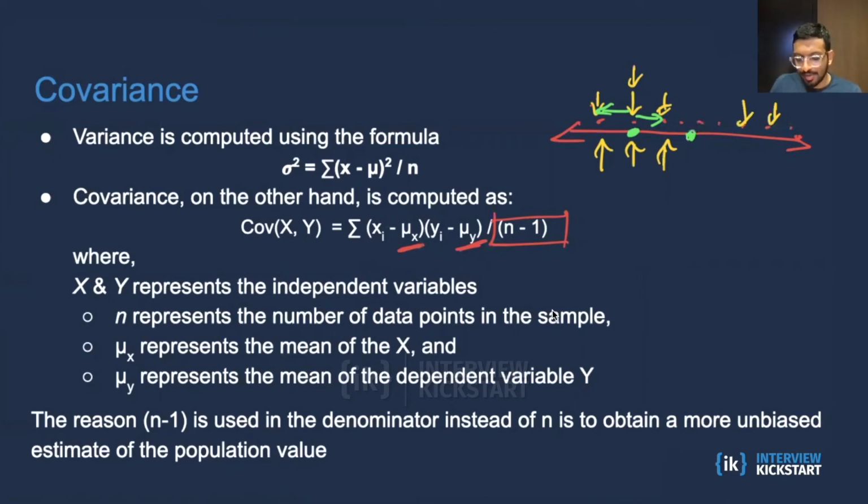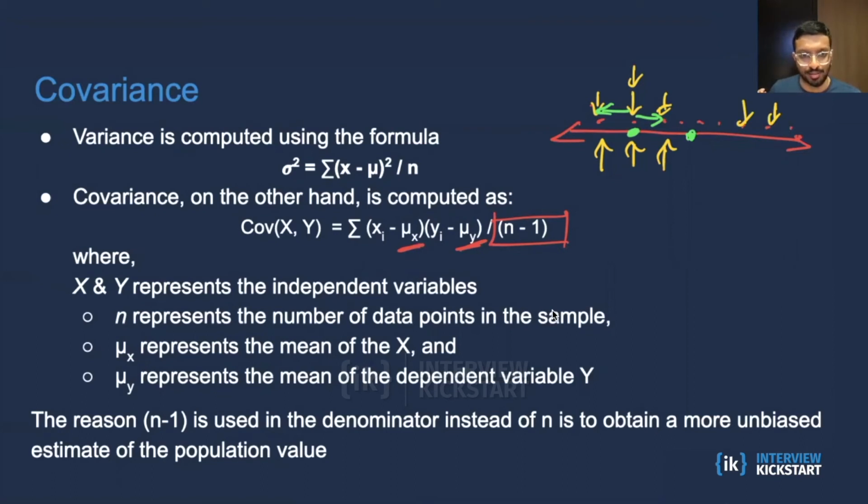So what tends to happen is that the variance is always underestimated if we use this sample-based approach. And it's been shown that if you take n minus 1 instead of n, you end up with a much more unbiased estimate of the variance, or in this case, the covariance. So that was a little bit of a digression.